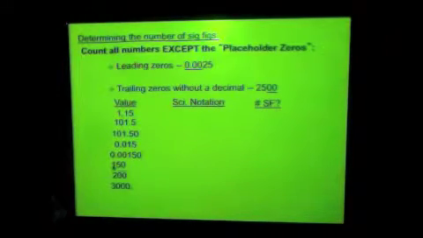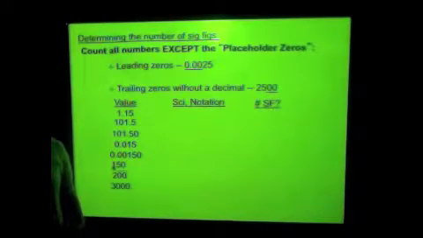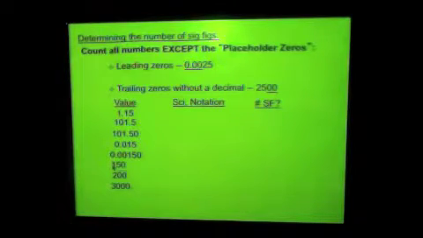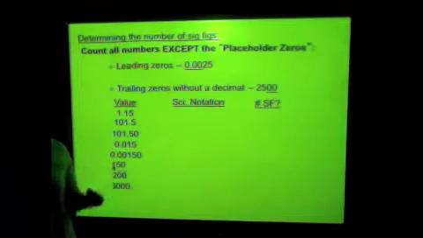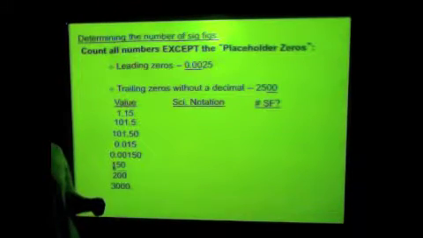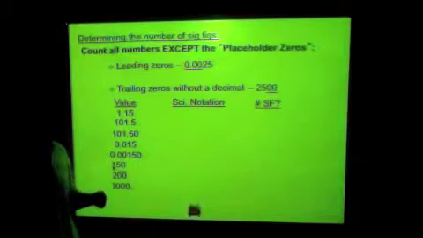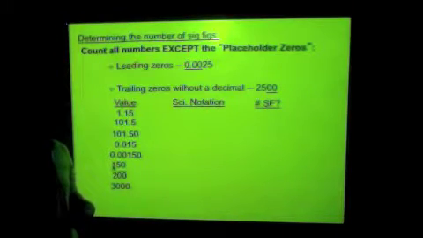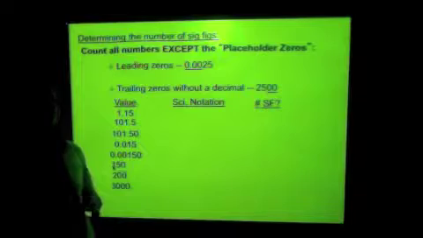This is going to be important when we do the math part because there are certain rules that you have to obey. So, determining the number of sig figs: determining how many numbers are in a number. Count all numbers except the placeholders. This is the main thing you've got to understand. All non-zero numbers are significant. So 1 through 9 are all significant.